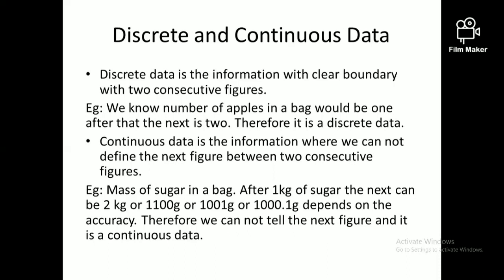When you talk about continuous data, it is information where we cannot define a next figure between two consecutive figures. For example, mass of sugar in a bag. After 1 kilogram, what would be the next value? Somebody can say it's 2 kilogram. But don't you have any figures in between 1 kilogram and 2 kilogram? If your scale is sensitive enough, you can measure 1100 grams or 1001 grams, or you can work out 1000.1 grams. That depends on the accuracy. You can identify many more in-between figures between two consecutive values. Therefore, you cannot define an exact boundary in continuous data. But in number of apples, after 1, there is no in-between data. You can definitely say the next count is 2. That is the difference between discrete and continuous data.